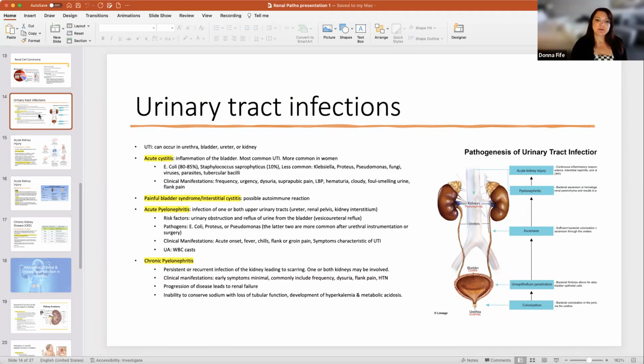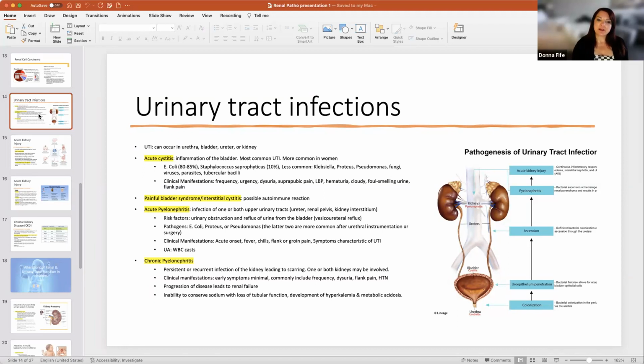Clinical manifestations: patient may complain of frequency, urgency, pain with urination, suprapubic pain, low back pain, hematuria, cloudy, foul-smelling urine, and they may have flank pain. There's painful bladder syndrome or interstitial cystitis, which is a possible autoimmune reaction that should be considered in the differential diagnosis in a patient with suspected cystitis.